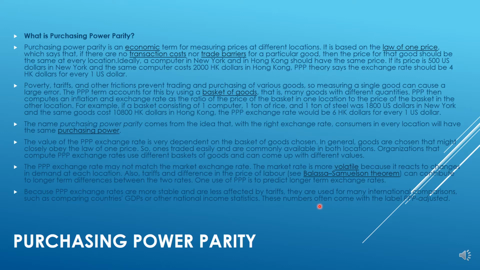One use of purchasing power parity is to predict longer term exchange rates. Now, because purchasing power parity exchange rates are more stable and are less affected by tariffs, they are used for many international comparisons, such as comparing countries' gross domestic products or other national income statistics. These numbers often come with the label purchasing power parity adjusted.